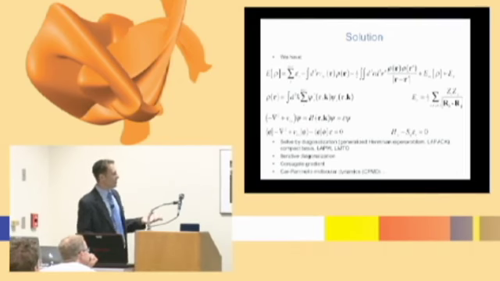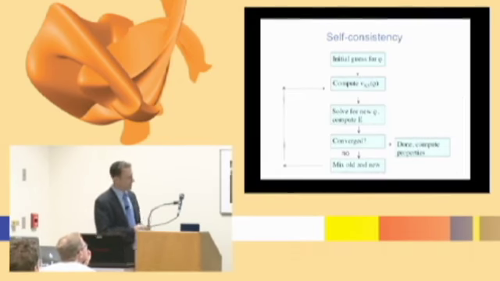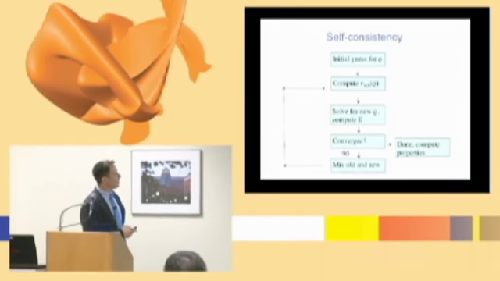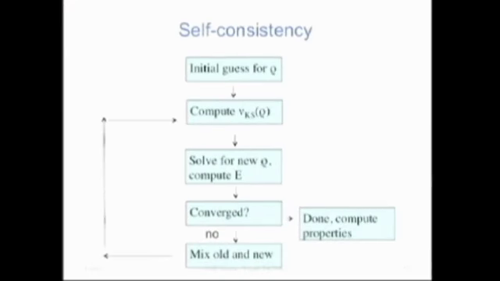Like I say, I know this is just a whirlwind, but each one of these things you can blow up into a whole talk. So when you do a self-consistent calculation, you start out with some kind of initial guess for the density, you compute the Kohn-Sham potential, and then you solve for a new density, you solve the generalized eigenproblem somehow, you compute the total energy, and you see if you're converged with what you started with.